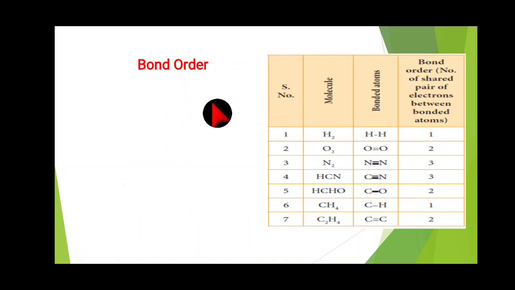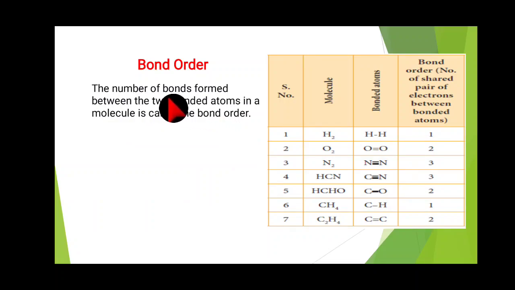Now, what is bond order? Bond order is nothing but the number of bonds formed between the two bonded atoms in a molecule. For example, the hydrogen molecule, between two hydrogen, how many bonds are present? Only one bond. Between two oxygen, two bonds. Between two nitrogen, three bonds. Between hydrogen and cyanide, three bonds.